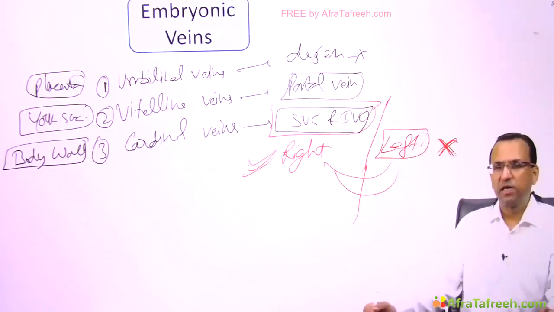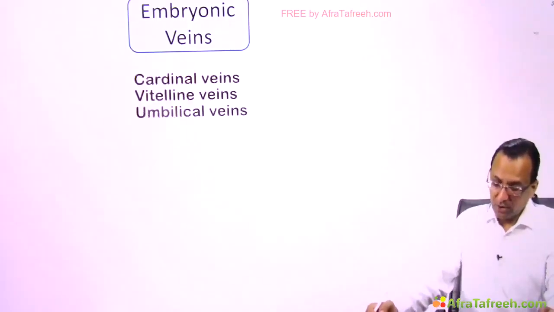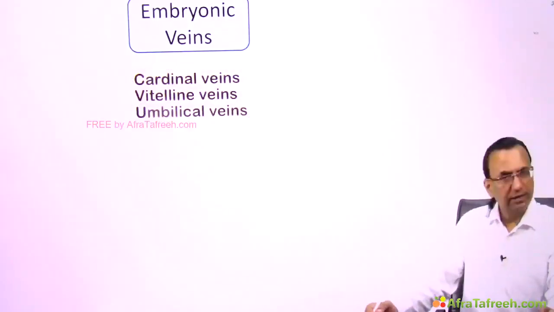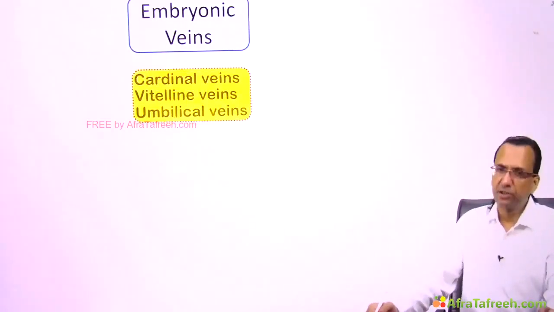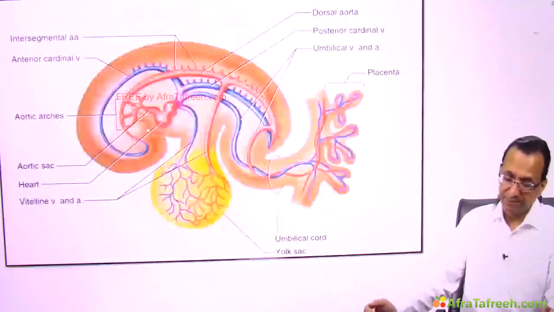Left normally are regressing. Okay, so you're talking about cardinal, vitelline and umbilical veins which drain into the lower venous end of the heart tube. Can we see some diagrams for them now? Yes, they are here. See.